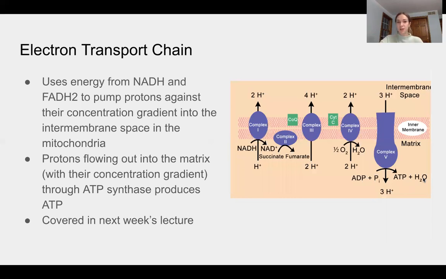So the electron transport chain, we're not going to talk about this too much today because this is actually covered in next week's lecture. So I'm just going to go over it pretty briefly today.